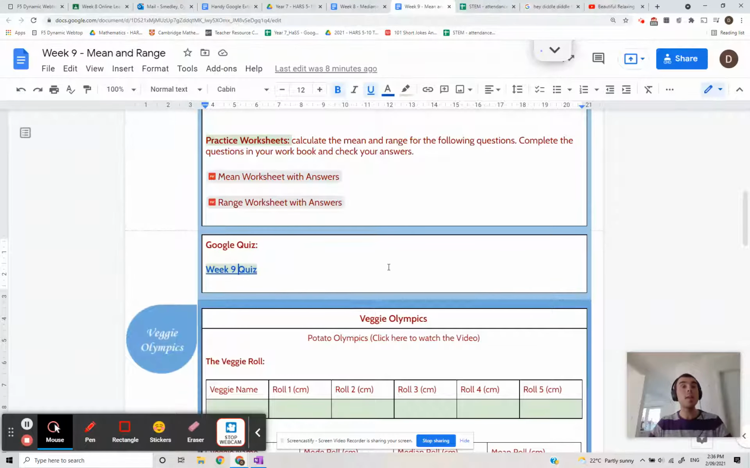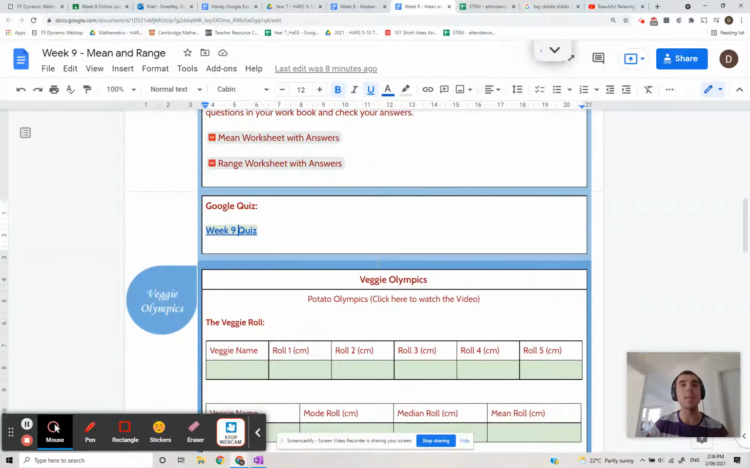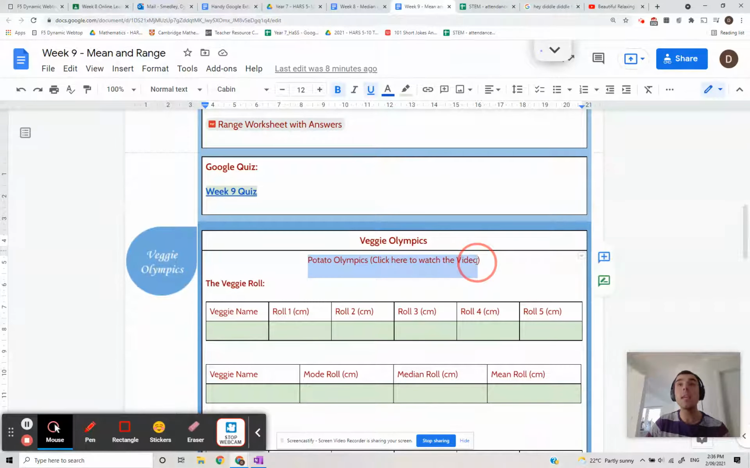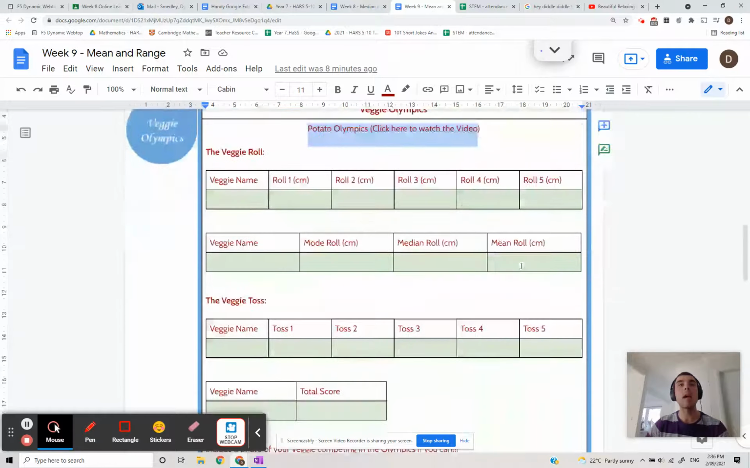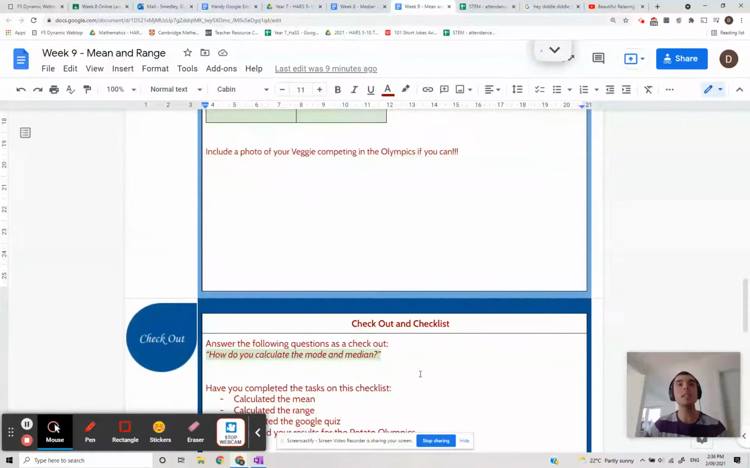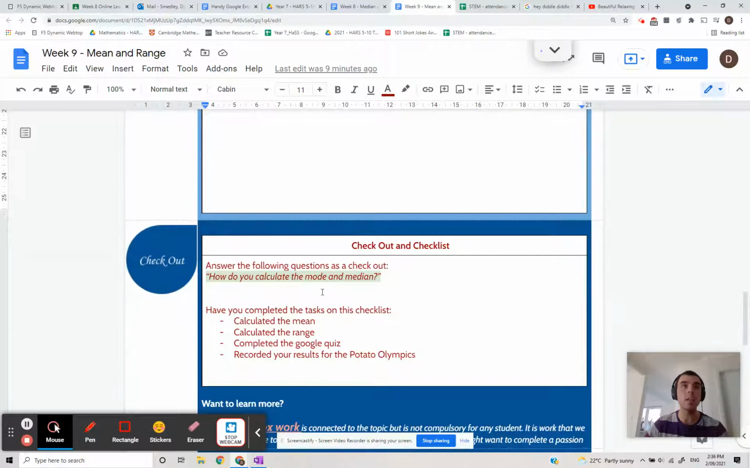And when you've done the quiz, that's that section of work all done and dusted. And then we get to do the fun bit of this week, which is the Veggie Olympics. There'll be a video here for you to click on, and I'll explain what you have to get your potatoes, your onions, your beetroots to do. As always, there's an extension activity if you want. There's a checkout activity for you to check.